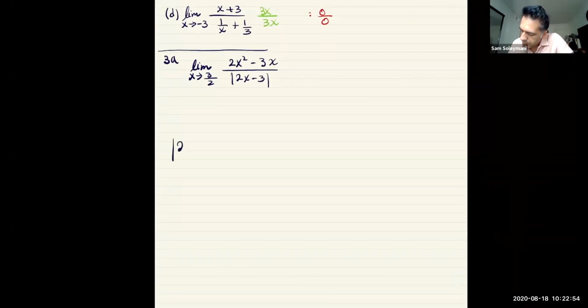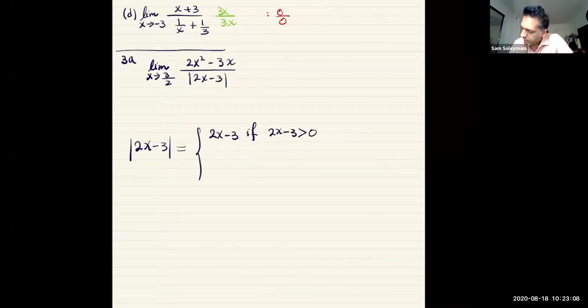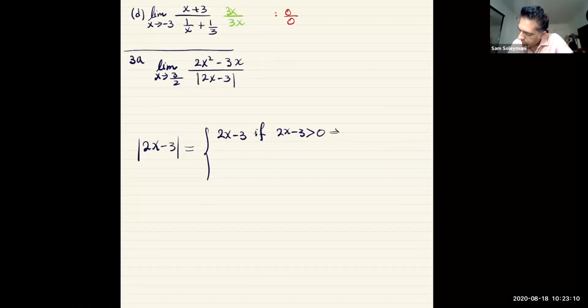So absolute value of 2x minus 3, again, in piecewise form, is just 2x minus 3 if 2x minus 3 is positive, okay? Or if x is greater than 3/2.